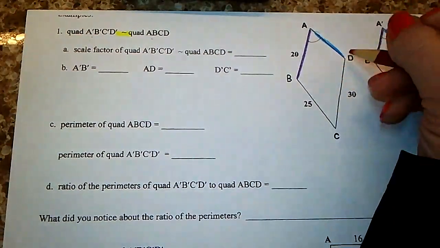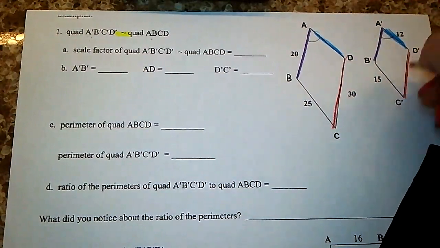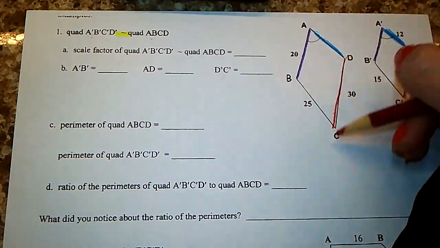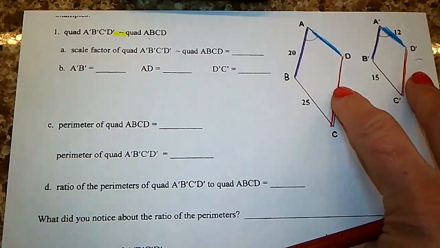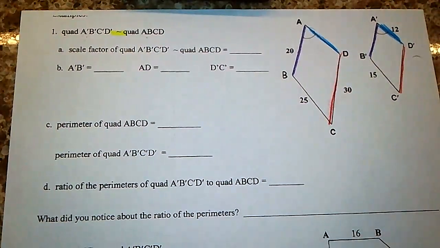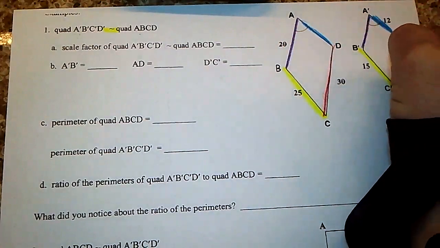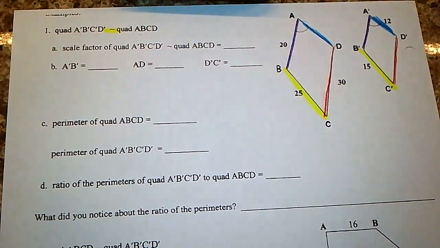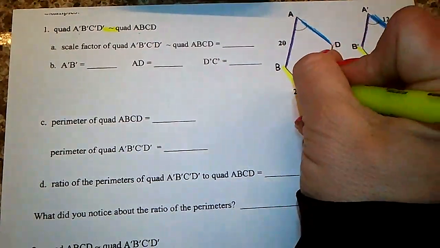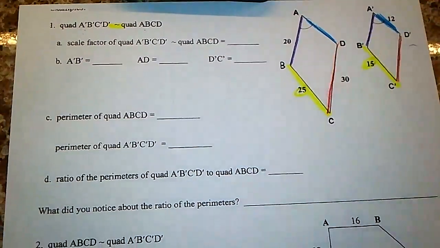The next pair of sides we get to is this one and this one, the D prime C prime and the DC. Those two match, but again, do not both have numbers. And then finally, we come to the BC and the B prime C prime. If you notice, those two sides both have numbers. One is 25, one is 15. Okay, so we're going to match those up.